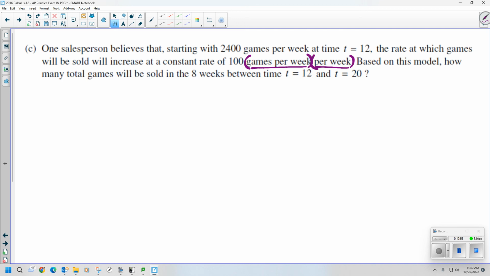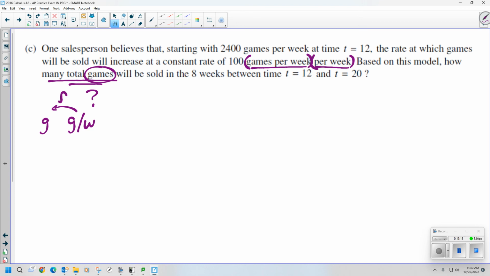Why are we going to integrate? Because how many total games? I want to figure out games. Let's not forget that g of t was in games per week. Okay, so again, I'm going to integrate this to get my games.